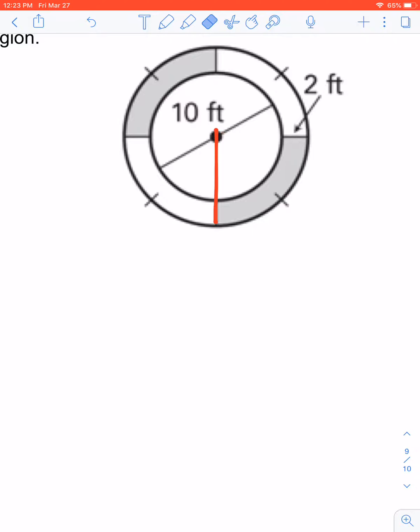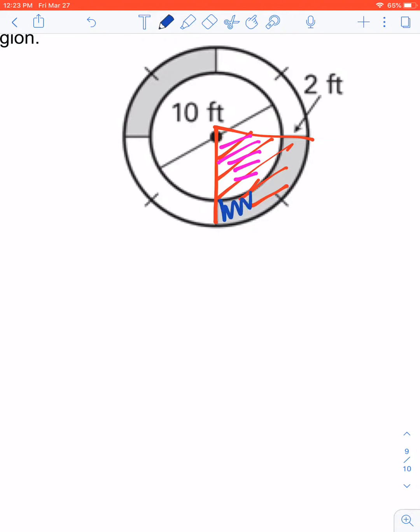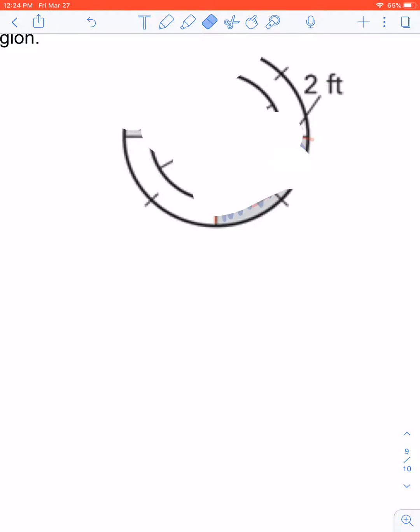In doing so, I can divide this up into 2 sectors. I'm going to find the area of the entire sector. Then I'm going to find the area of the smaller sector. I'm going to subtract them. And when I subtract them, it will give me this area. And then I will have to multiply it by 2 in order to get the area of the shaded region. So that's my strategy. Let's execute it.